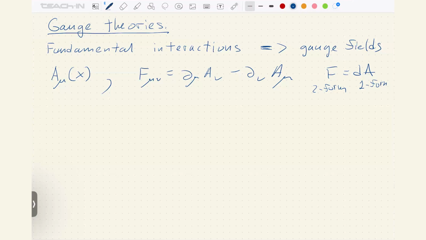So for instance, if we replace A with A plus d lambda for some function lambda, then F is unchanged. And the Lagrangian, the Maxwell Lagrangian, F squared d^4x, is also unchanged because it depends on F. So this is the very first and very simple example of gauge symmetry.